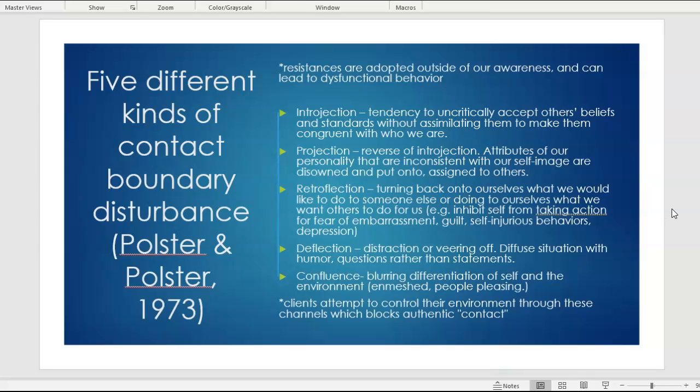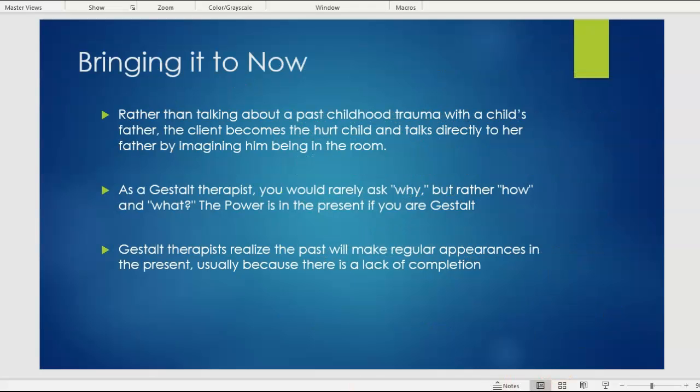Clients attempt to control their environment through these channels and it blocks authentic contact. And remember what contact is: living authentically, living in nature, living with energy. So just memorize it and somehow try to come up with a way to remember that, because I know the word contact means other things as well. But think about it, you're making contact with an authentic life. So, how do we do Gestalt therapy?